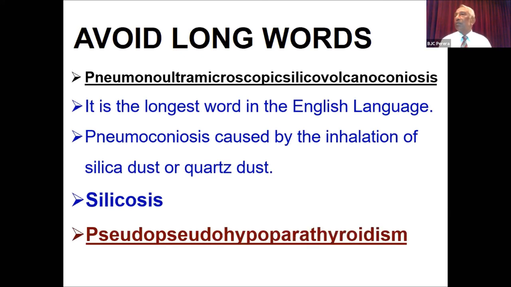However, there are certain words you cannot help but use. They are rather long. Pseudohypoparathyroidism. There is no other word that can be used for this. This is pseudohypoparathyroidism, which has normal calcium and phosphate levels as well. So by that terminology, this specifically describes an entity. So you are forced to use that, unlike the earlier one.